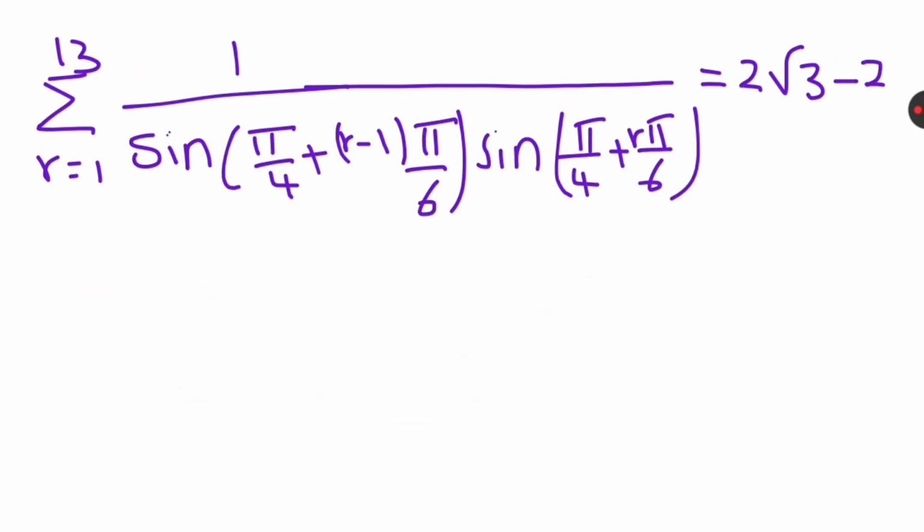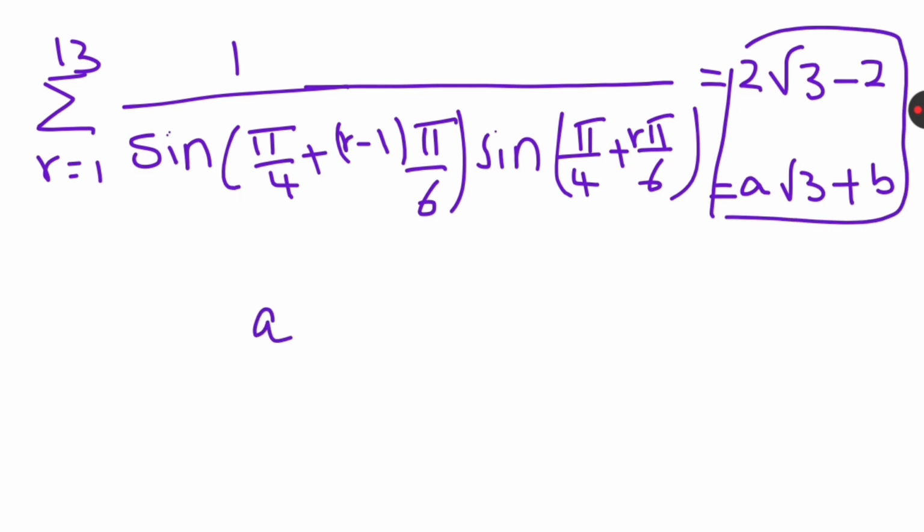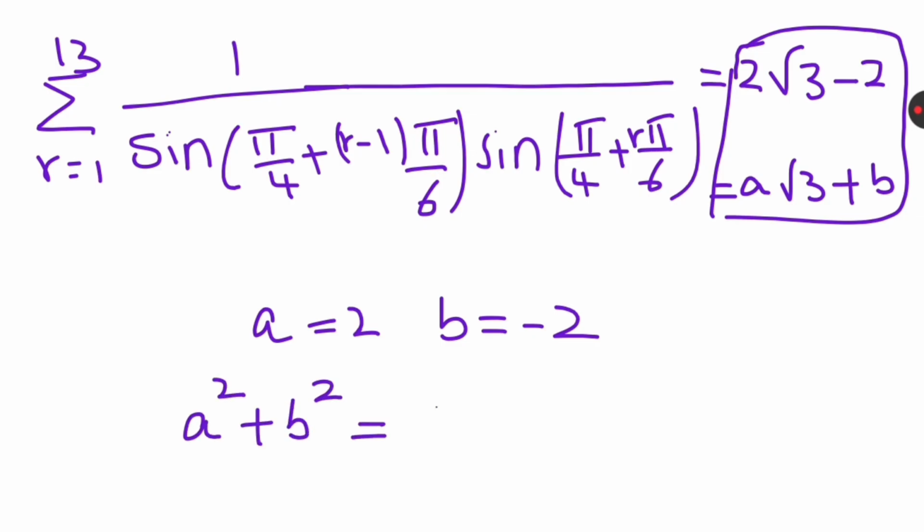In the given question, they said this value is equal to a root 3 plus b. After comparing these two, we can say that the a value is 2 and the b value is minus 2. Our goal is to find the a squared plus b squared value. So a is 2, 2 squared is 4, plus b squared is minus 2 whole squared, that is 4 only. So 4 plus 4 is 8. So a squared plus b squared is 8.